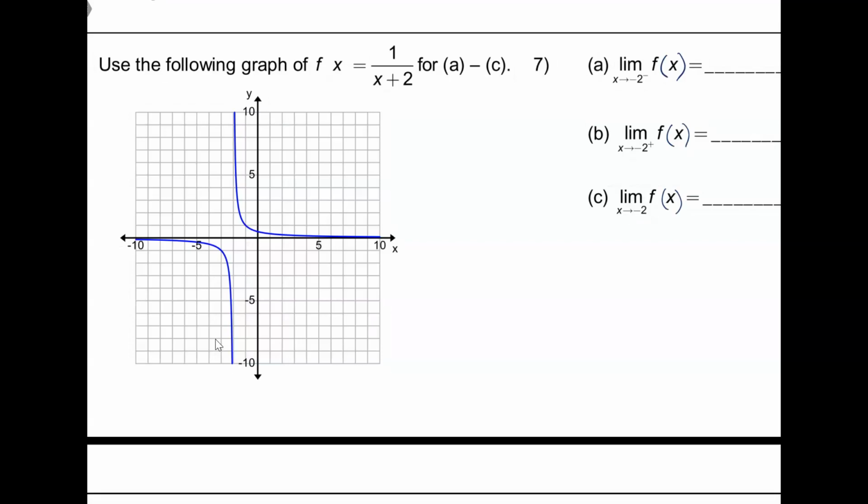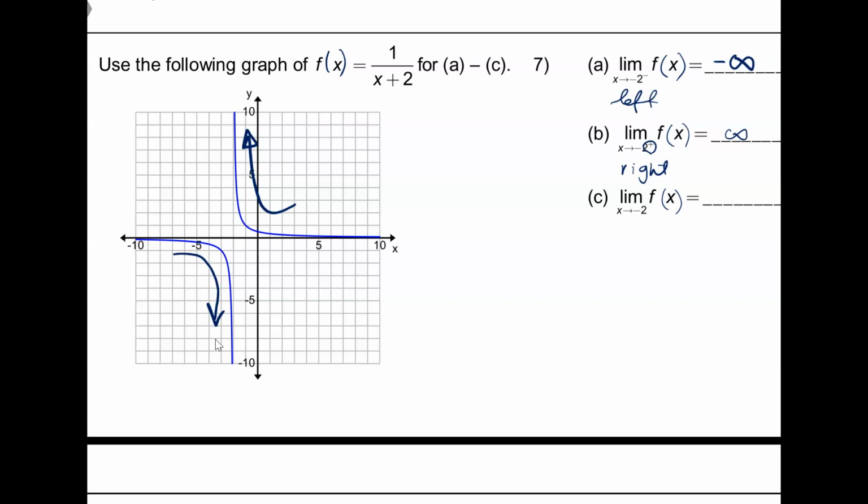All right, so let's go to, let's see, Hannah wrote in. Number 7, use the following graph of f of x equals 1 over x plus 2 for a to c. So what is the limit, Hannah, as x approaches negative 2 from the left side? Negative infinity. All right. How about Abby? What about as I approach negative 2 from the positive side? So from the right side? Exactly. It's going to positive infinity. So as I'm going from the left side, it's going down to negative. As I come from the right side, it's going up to positive.